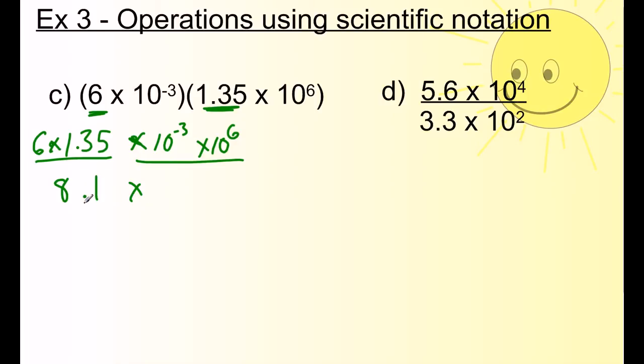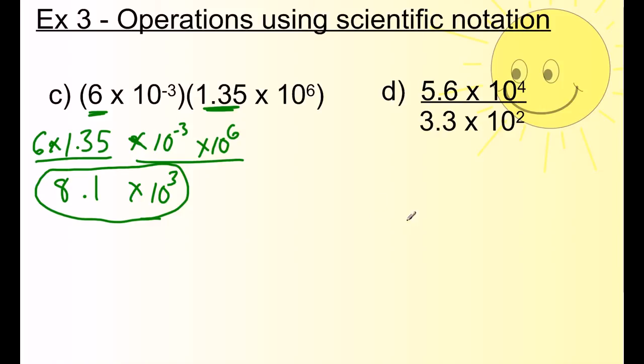8.1. I like that because that's already part of scientific notation. I have one number in front of the decimal, which is awesome. Now, the powers of 10. Same base, add the exponents. Negative 3 plus 6 is 3. And would you look at that? We're done. 8.1 times 10 to the 3rd.